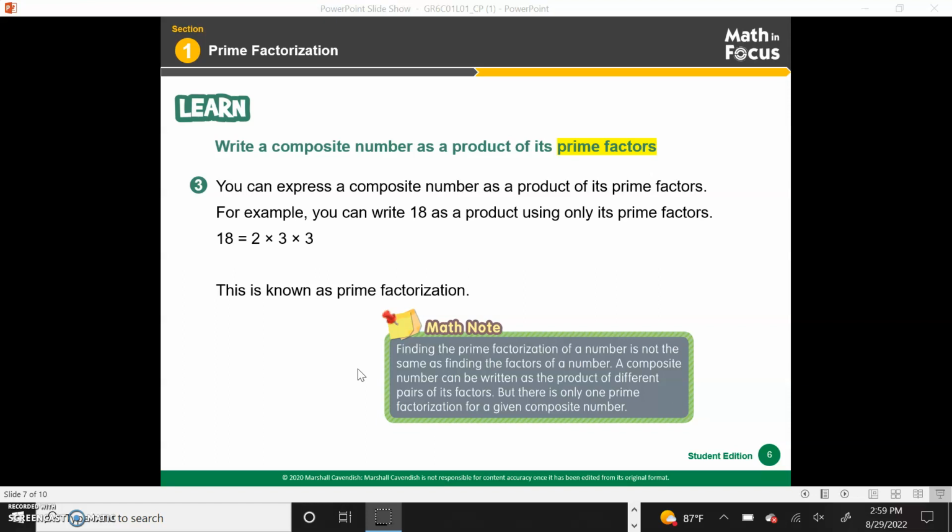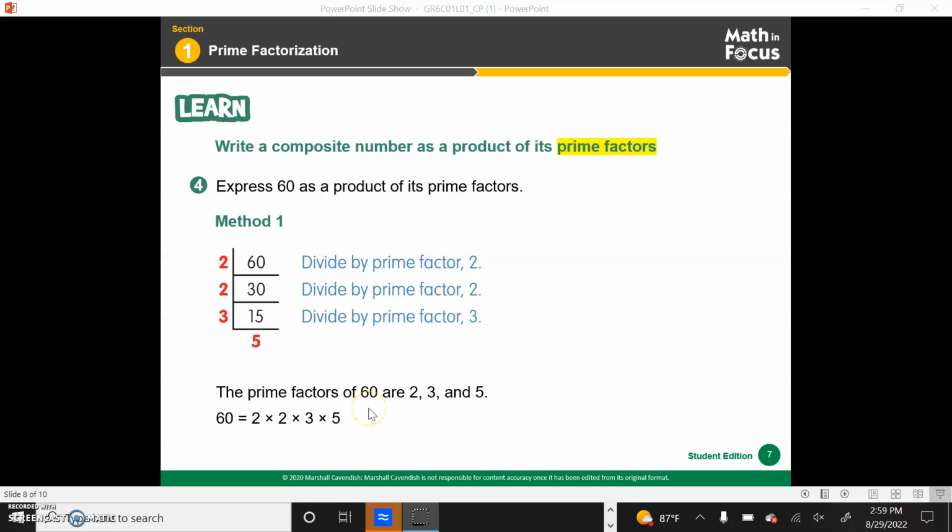Finding the prime factorization of a number is not the same as finding the factors of a number. A composite number can be written as a product of different pairs of its factors. So for example, 18 can be written as 3 times 6, but there's only one prime factorization for a given composite number. So there could be multiple ways to write factors of 18, but only one way to write the prime factors of 18. That's 2 times 3 times 3.